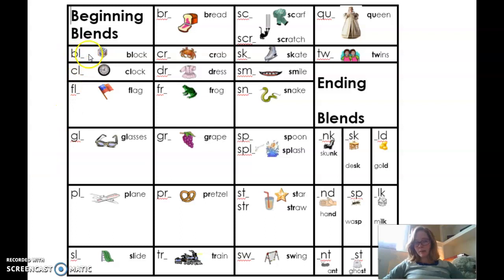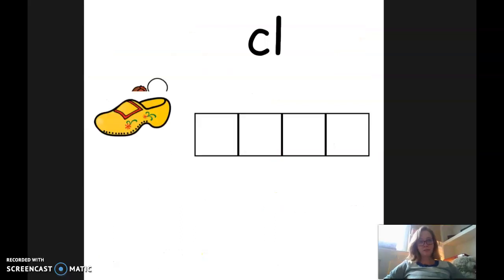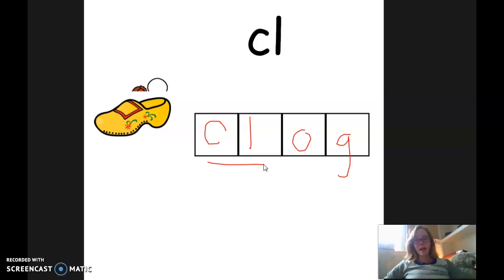So yesterday we talked about some b-ul, bull blends. Today we're going to talk about k-ul, coal blends. So here we have k-ul. So if I want to write the word clog, I would write k-ul, g. So k-ul makes one sound, but we need two letters. All right, let's try another one.